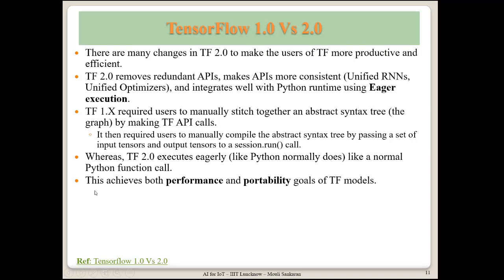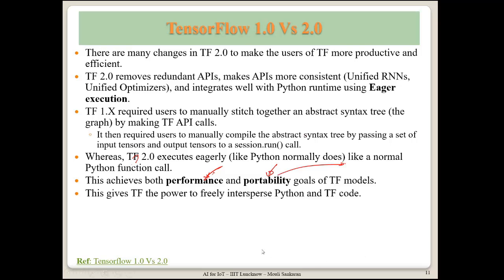Okay, this achieves both performance and portability. I am bringing up both because performance, in the sense you can execute it then and there and get the results. Portability is because you are removing the dependency of the Python interpreter being there, and we can easily port it to embedded devices without much difficulty in 2.0. This gives TF the power to freely intersperse Python and TF code. Users can take advantage of Python expressiveness, because Python is always good for writing crisp code. That's the beauty of Python.